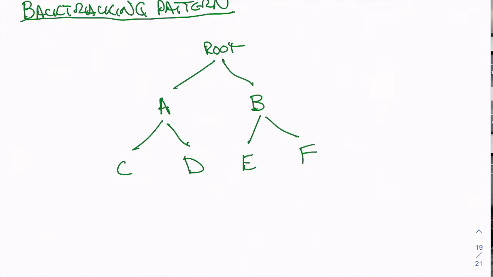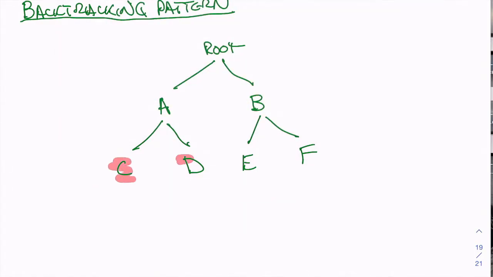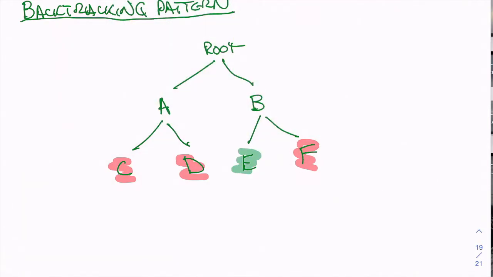And some of these leaf nodes, C, D, E, and F, some of them are good and some of them are bad. So I'm going to mark the ones that are good and bad. So C, D, and F, those are bad leaf nodes. All right. And E, that's a good leaf node. So what we'd like to do is, starting at the root, find one good leaf node and then stop the processing of this tree. So our goal is to search the tree to find a good leaf node.